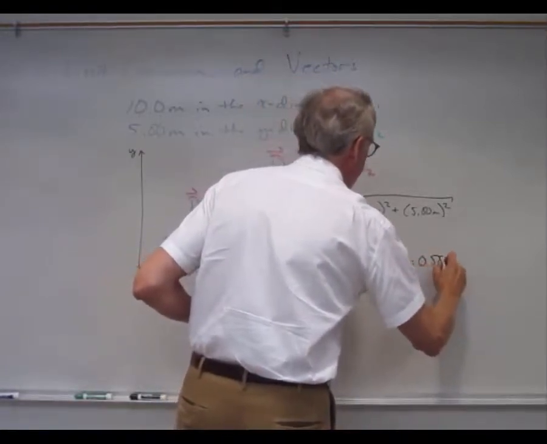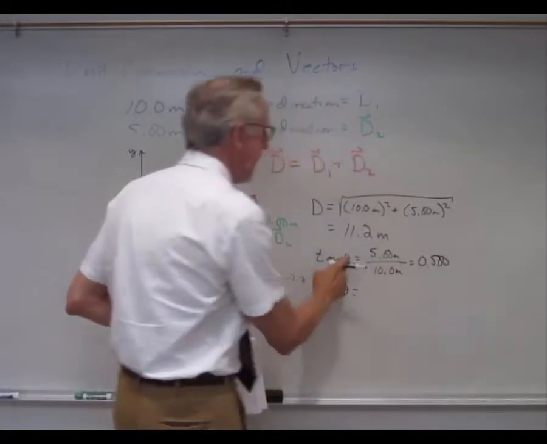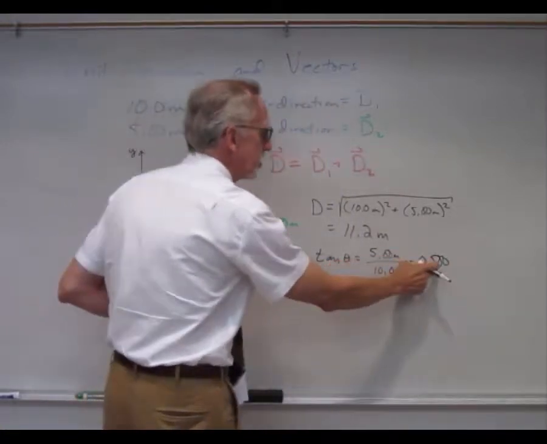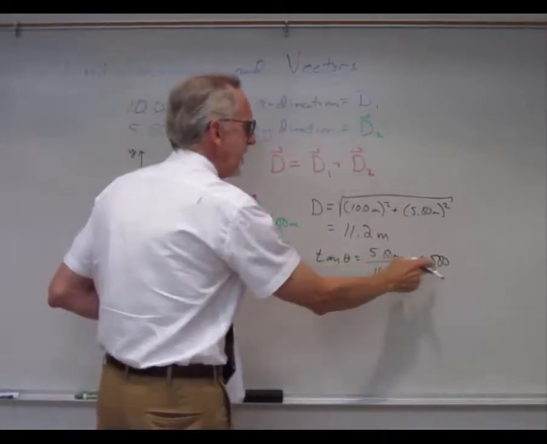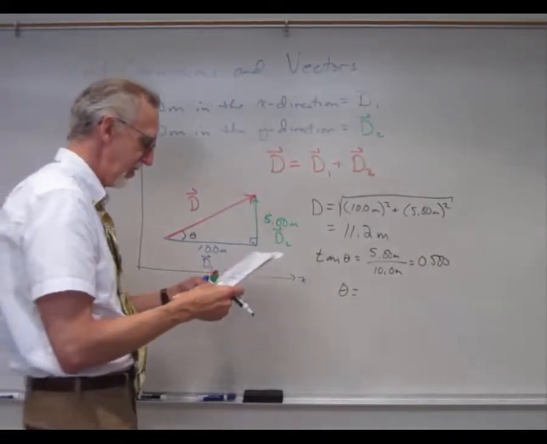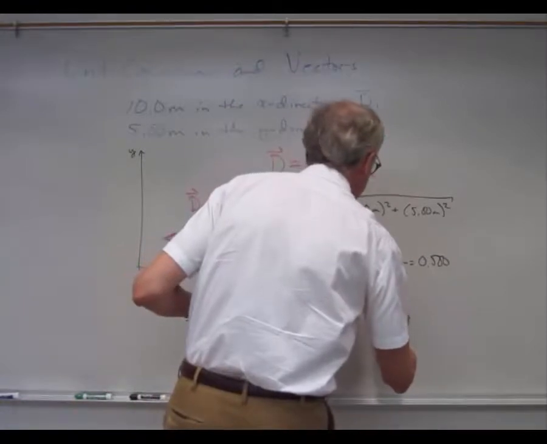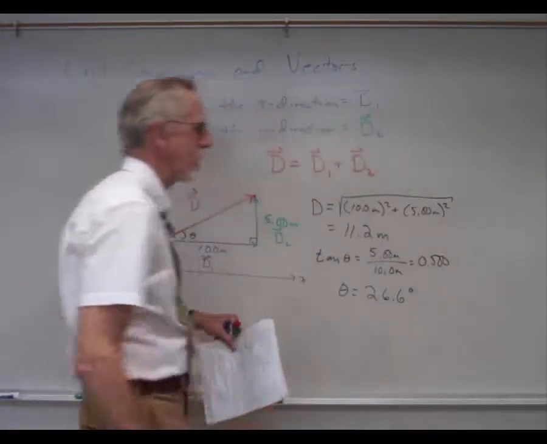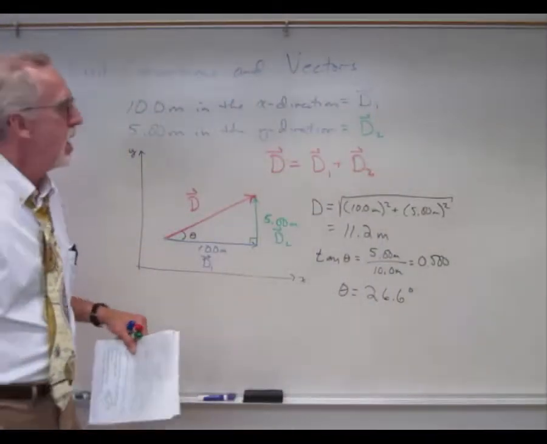Or 0.5. So if tan theta is equal to 0.5, theta is the inverse tan of 0.5. We take the inverse tan of 0.5 and we get 26.6 degrees. There we go, 26.6 degrees.